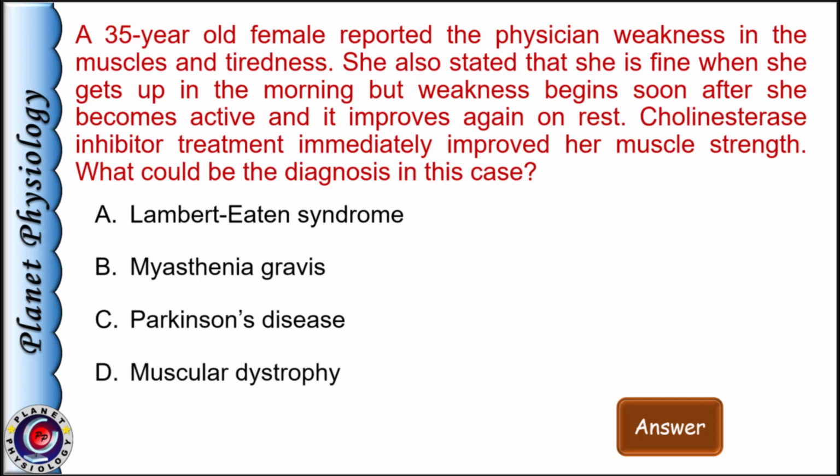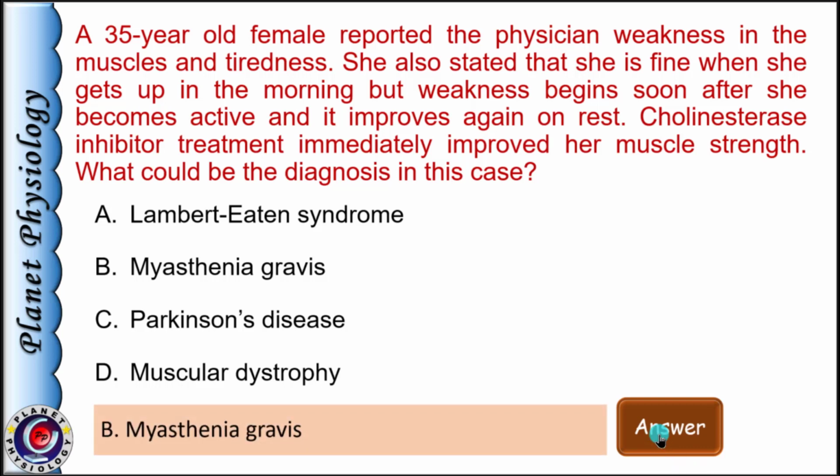How to approach such questions? Even though the question appears bigger, no need to panic. Read the entire question along with the options and then read the question again. Find the hints provided in the case. For example, in this case, the important clues are: first, weakness starts after activity and improves on rest. Second, cholinesterase inhibitors improve the strength. So these are the guiding points to get the correct answer, which is option B, myasthenia gravis.